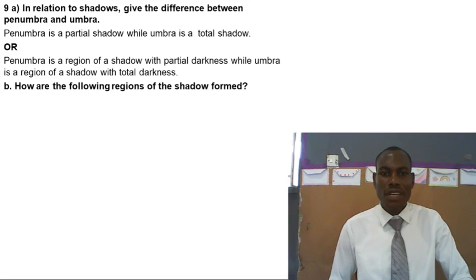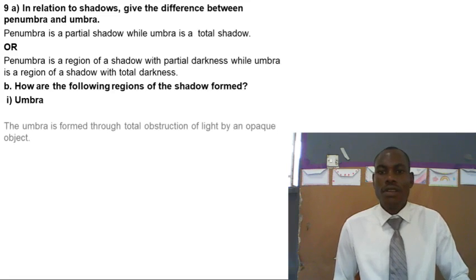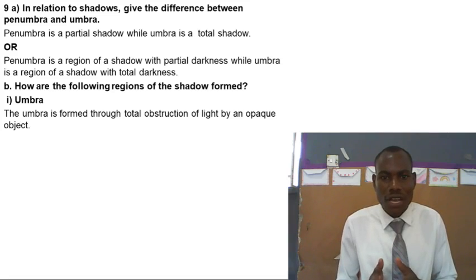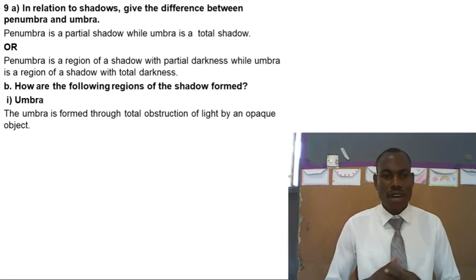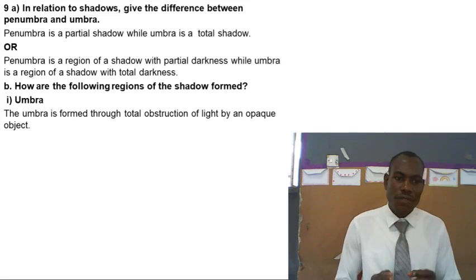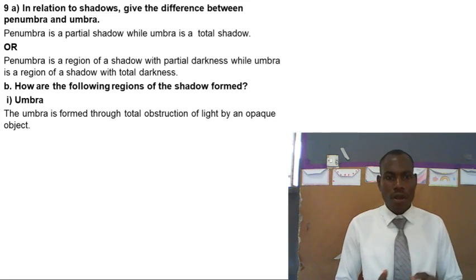It says, how are the following regions of the shadow formed? The first region of a shadow is the umbra. Yes. Now, the umbra shadow is formed through total obstruction of light by an opaque object. That means that when light from a source reaches an opaque object, that opaque object blocks or obstructs all the light, making it unable to pass through. That situation leads to formation of a region of total darkness that we call the umbra. Okay? Now, how is the umbra formed? The umbra is formed through total obstruction of light by an opaque object.